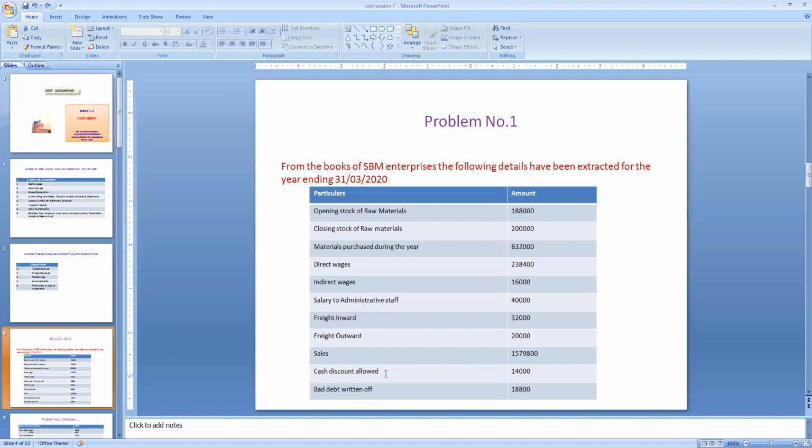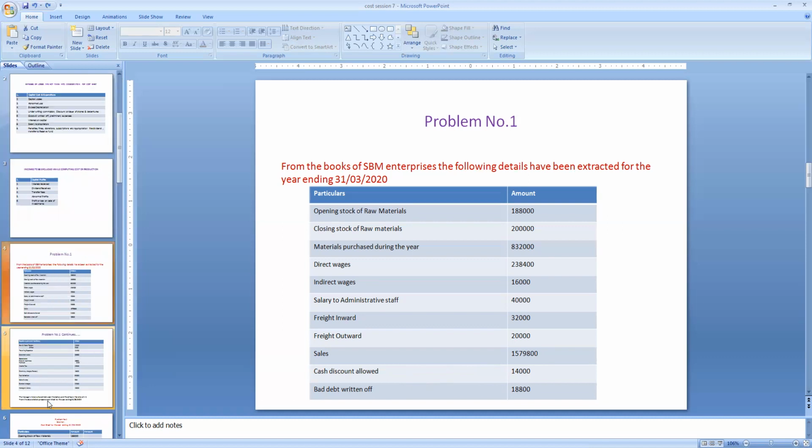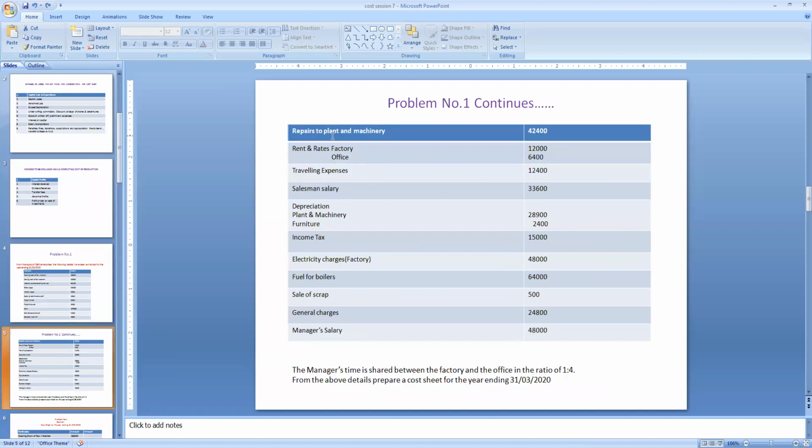And cash discount allowed, as it belongs to the selling and distribution overhead, that is 14,000, has to be shown here. Bad debts written off is given as 18,800. Again, it has to be shown in the selling and distribution overhead. Next is repairs to plant and machinery, 42,400, because plant and machineries are in the factory. So it belongs to the factory overheads.